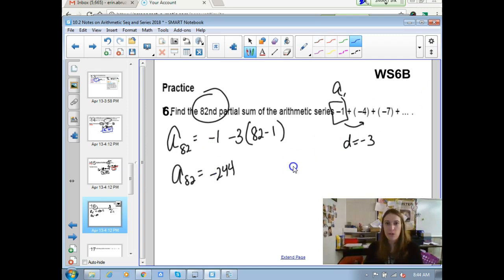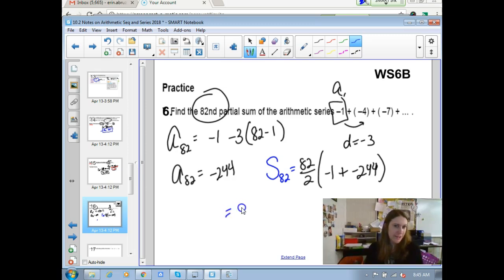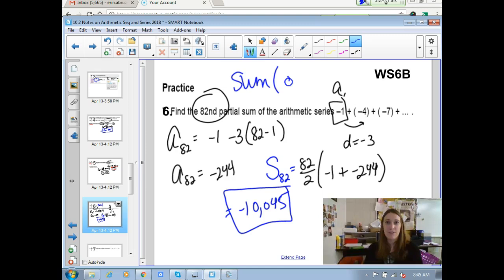So now I'm going to go find the summation, or the series, of the 82 terms using this new formula. So 82 terms divided by 2. First term is -1, plus last term is -244. So on my calculator, of course, because I'm not doing that in my head, that is -10,045. So once again, totally could have done sum of the sequence in your calculator.